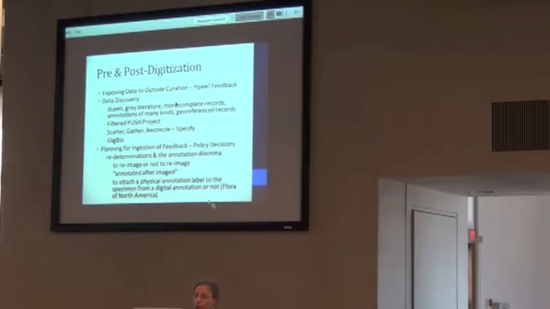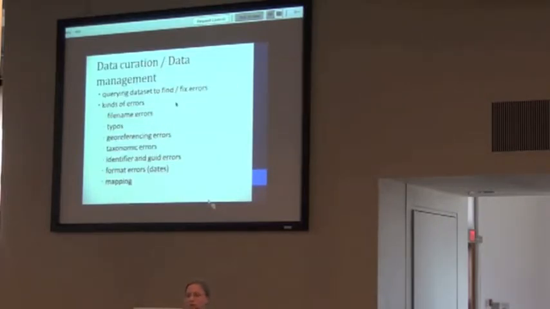And then you're going to have to plan. There may be some policy decisions involved. Are you going to accept that new annotation? Do you want to and can you link that new publication that you didn't know about to your database? So, repatriation of this new data. The kinds of errors you might run into, and I'm sure you guys can think of more than the ones I have on this list.